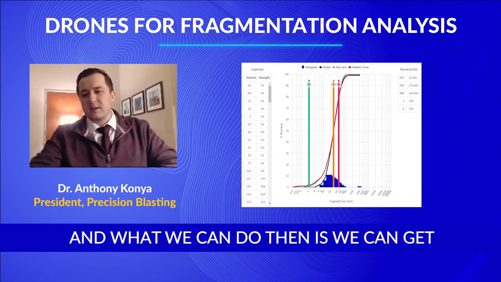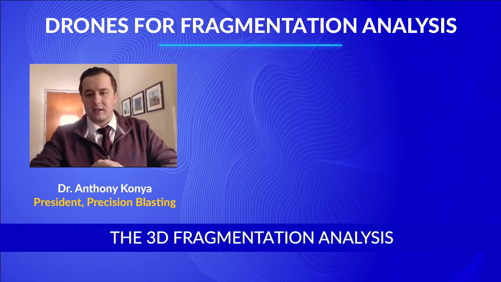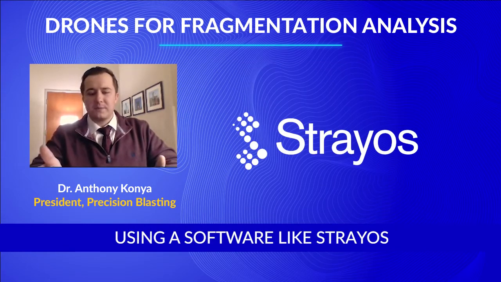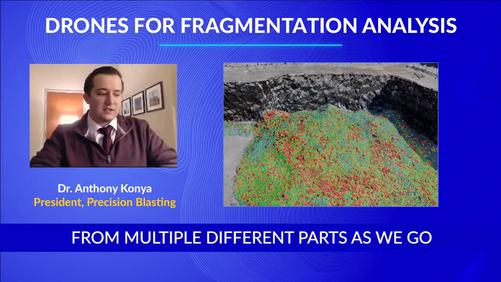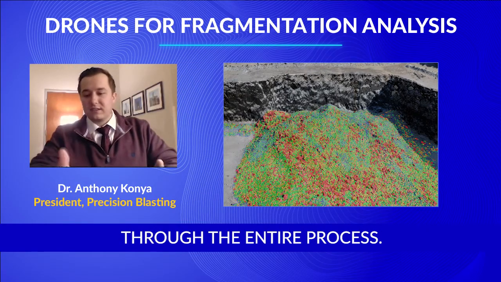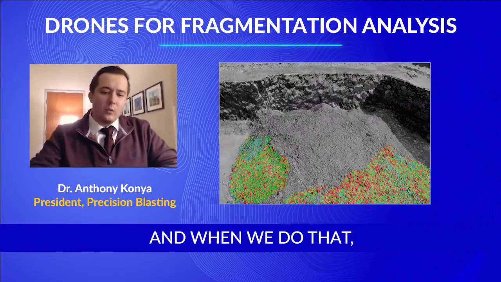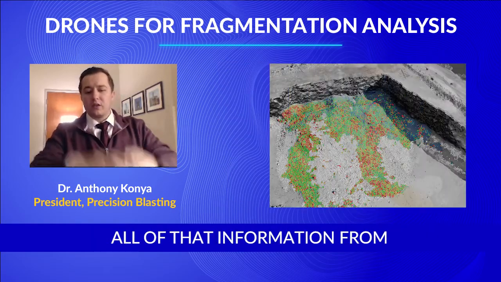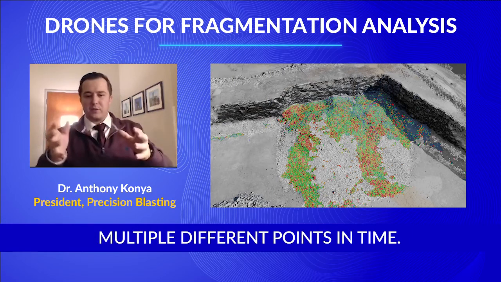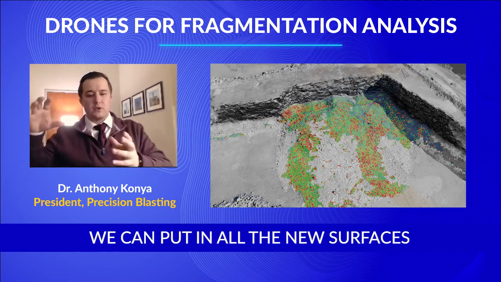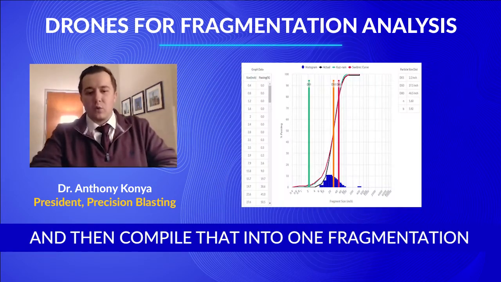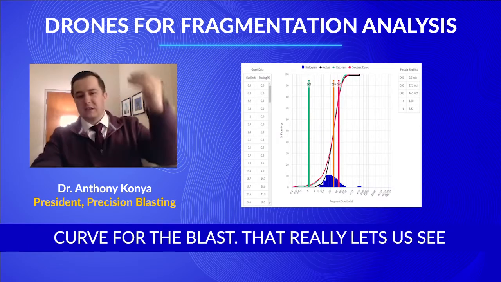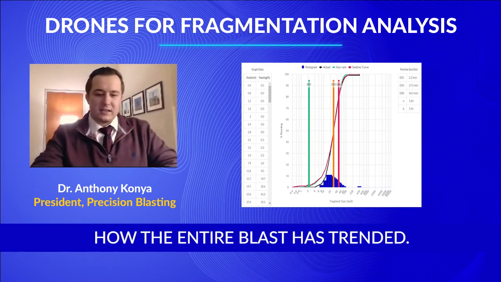And what we can do then is we can get the 3D fragmentation analysis using a software like Strayos from multiple different parts as we go through the entire process. And when we do that, we can actually go about pulling together all of that information from multiple different points in time. We can put in all the new surfaces and then compile that into one fragmentation curve for the blast that really lets us see how the entire blast has trended.